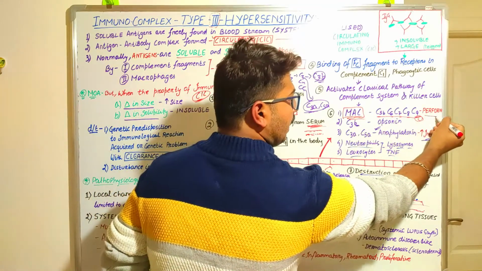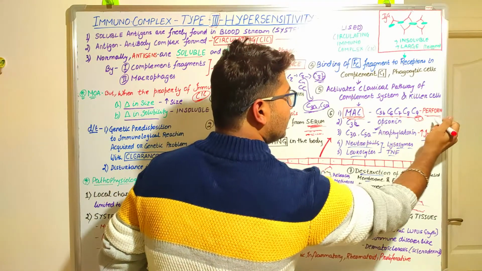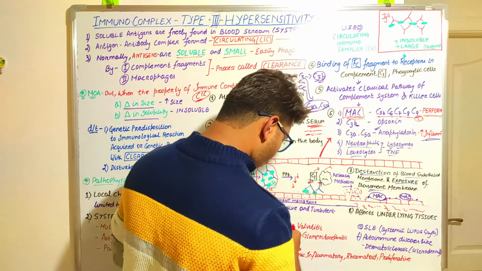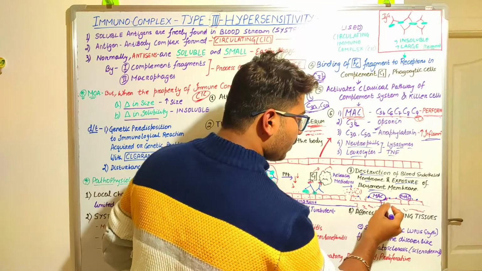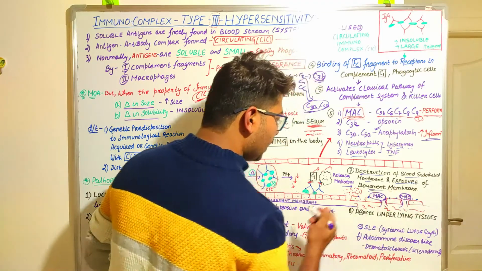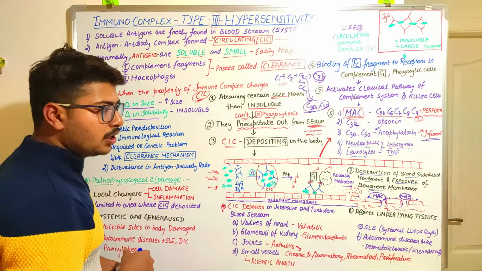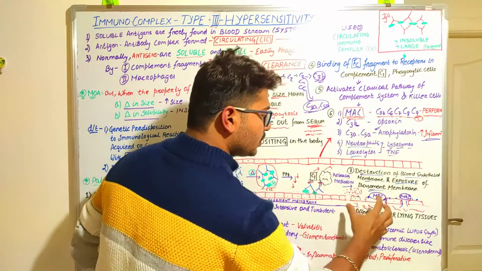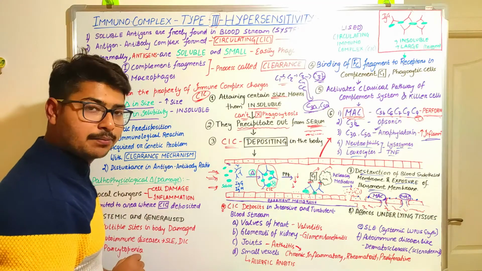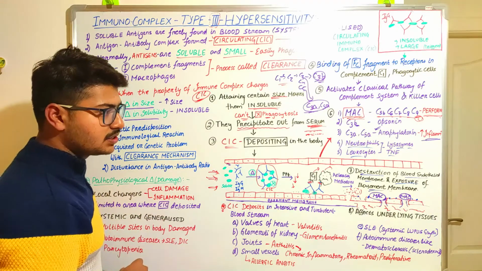MAC releases a chemical known as perforin, which is going to perforate, or make a hole, in this basement vessel lining. Through this whole process, they are going to destroy the lining of the blood vessels.